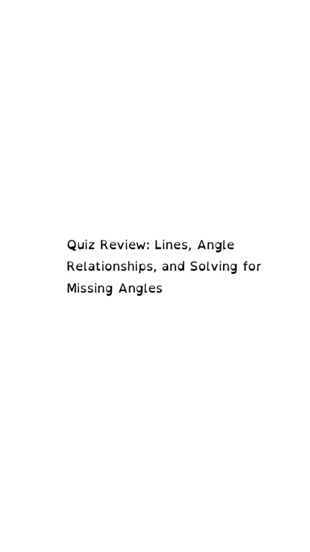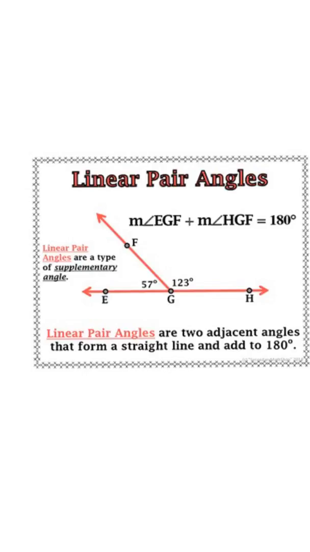This quiz review will be going over lines, angle relationships, and solving for missing angles. The first type of relationship is angles that are on a line.